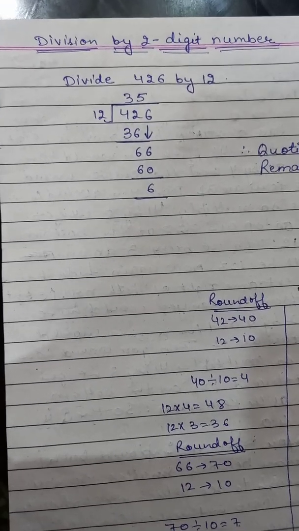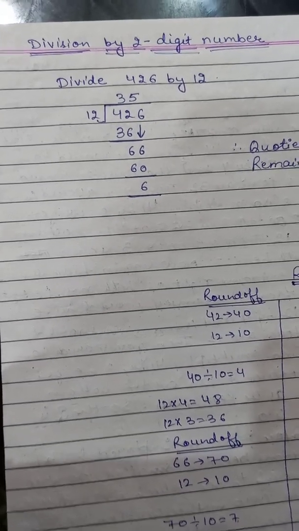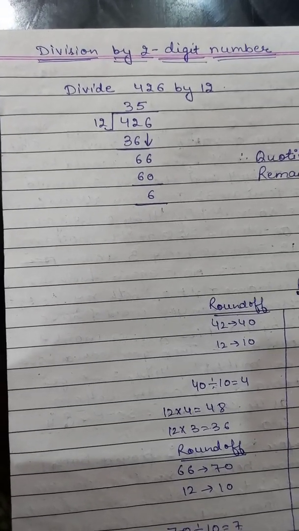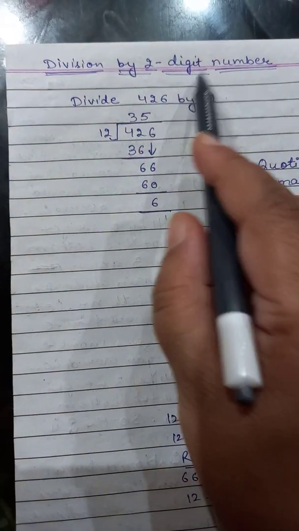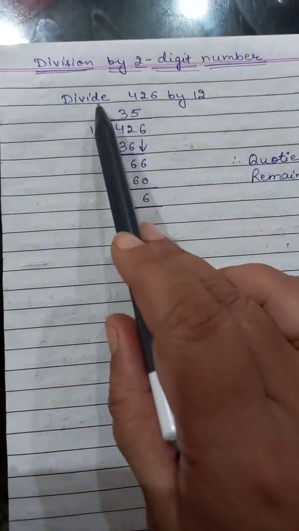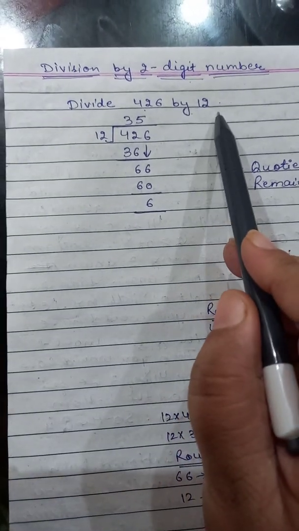Welcome students to class 4 maths chapter 6 division exercise 6.4. Today we will do division by two digit number. Now first of all we will take example divide 426 by 12.